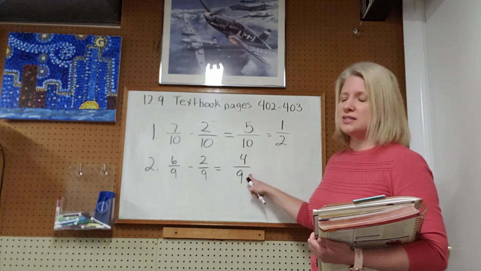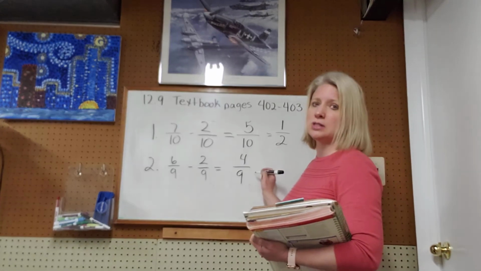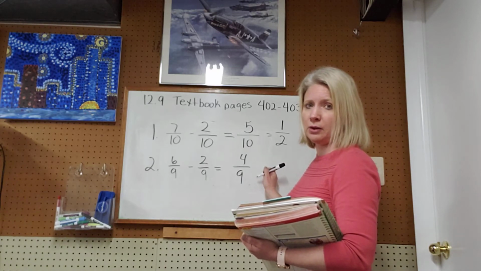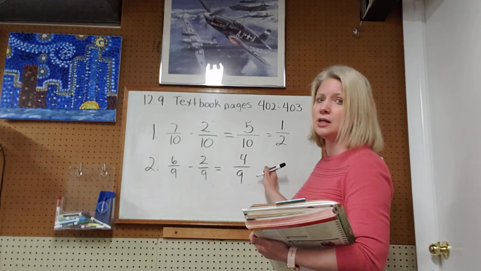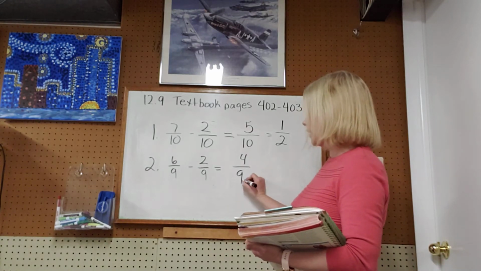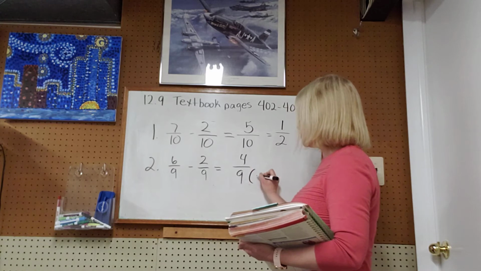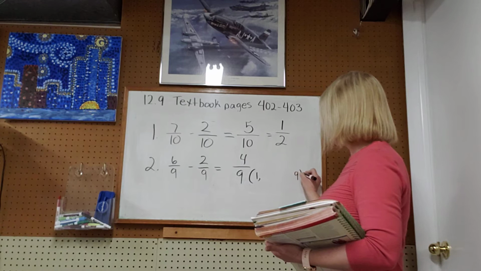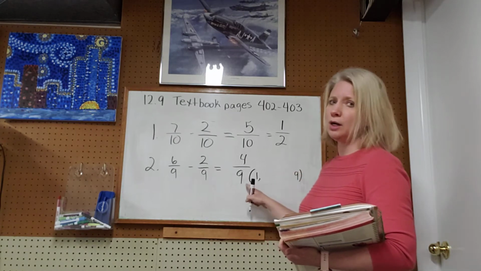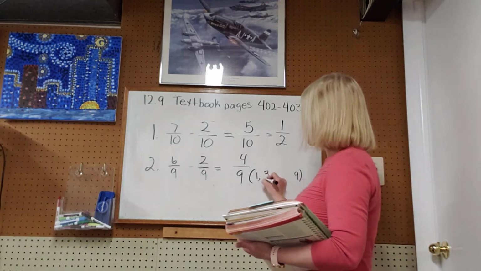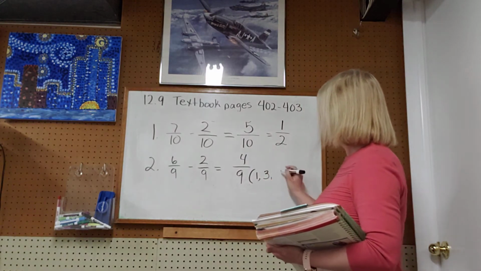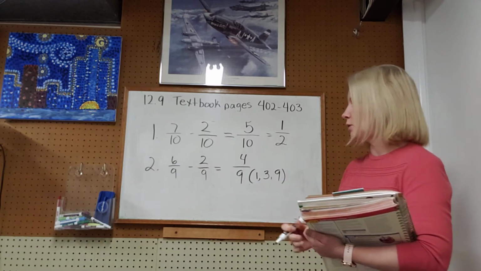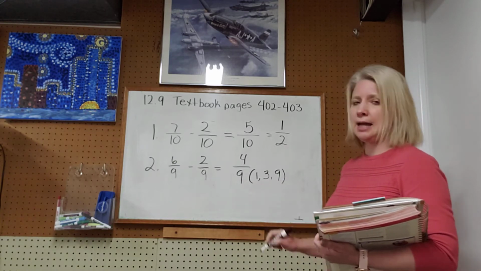Because the factors of 9, what I mean by factors is what numbers can you multiply? Remember that vocabulary word for multiplication. A factor is a number that you multiply to get the product of 9. So the factors of 9 would be 1 times 9. 2 doesn't work. 3 times 3 is 9. And those are the only factors. Those are the only numbers that you can multiply by to get 9.